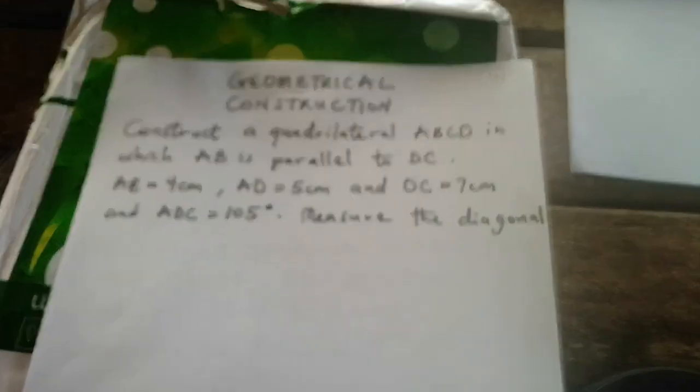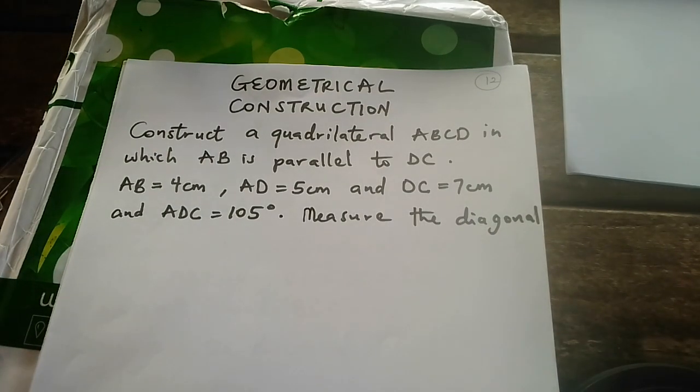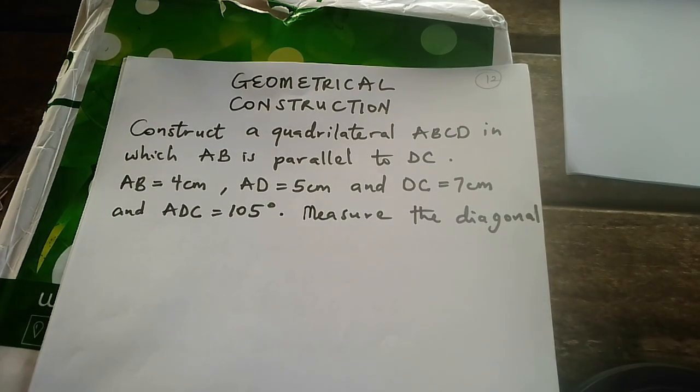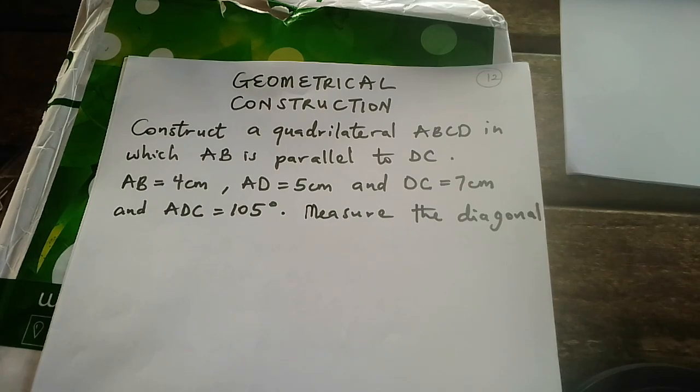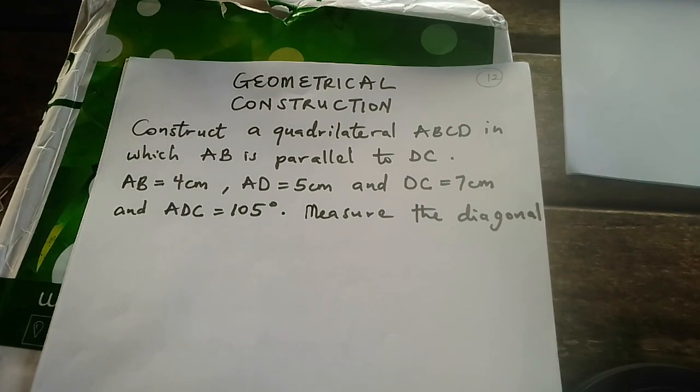Now we are still on geometrical construction. Let's look at this example. Construct a quadrilateral ABCD in which AB is parallel to DC. That is, line AB is parallel to DC. Line AB is 4 cm, AD is 5 cm, and DC is 7 cm. And angle ADC is 105 degrees.